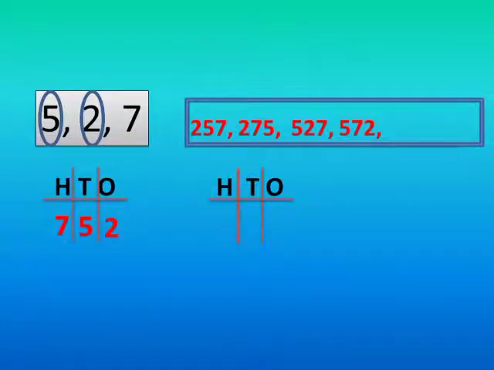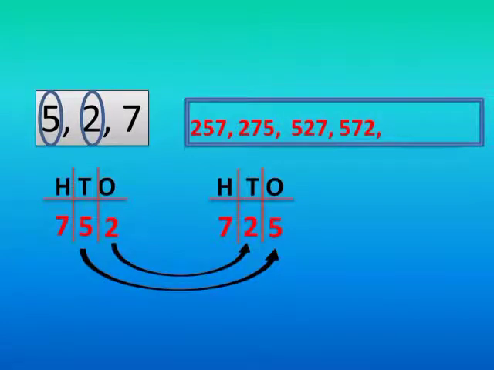Now, we will interchange the digits at tens and ones place. Here, the digits at tens and ones place are 5 and 2. By interchanging the digits, we will write 5 in the ones column and 2 in the tens column. Thus, the number formed will be 725.